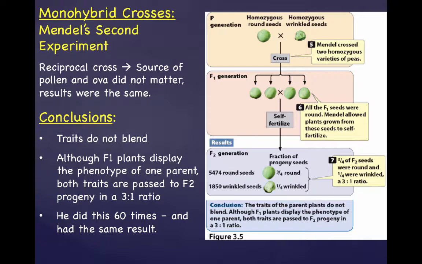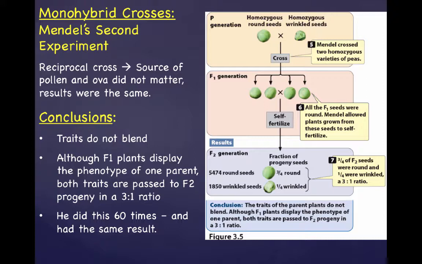In Mendel's second experiment, he actually did a reciprocal cross, which means that in the first study, the male plant was round and the female was wrinkled, and he did the reciprocal cross in the second study, where the female had a round seed and the male had a wrinkled seed. And so he crossed those individuals, and then ended up finding the same exact results. So the F1 generation ended up producing 100% round seeds.